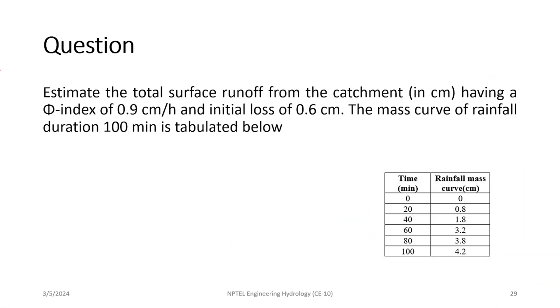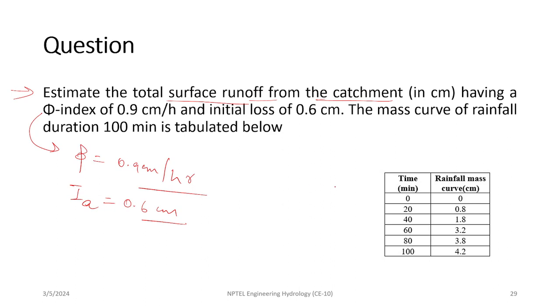Okay, now the next question is, we have to estimate the total surface runoff from the catchment. For this case, phi has already been given, so we don't need to go for this long process. We are provided with the phi value, that is 0.9 centimeter per hour, and we also have initial losses, that is Ia, 0.6 centimeter.